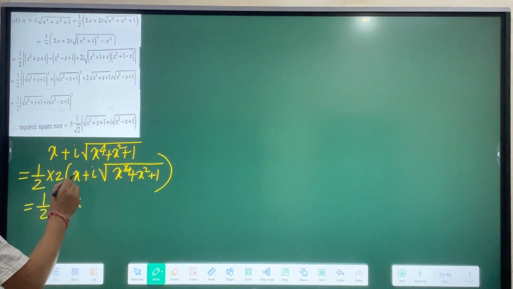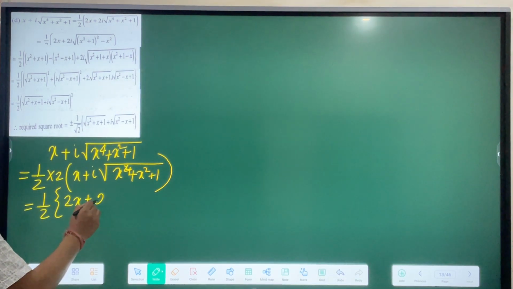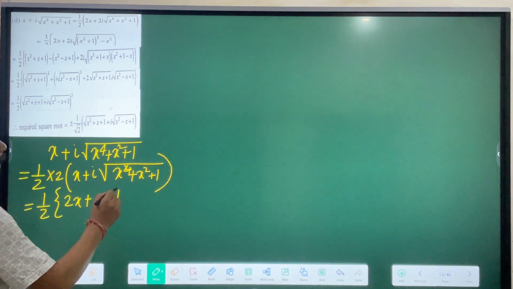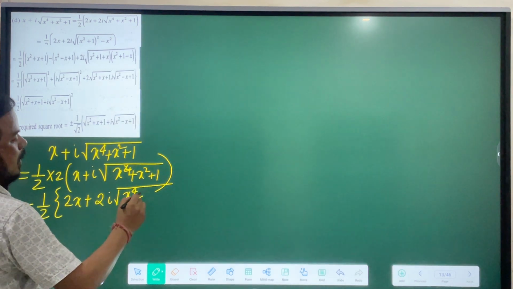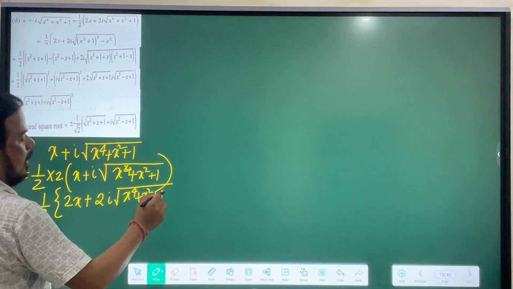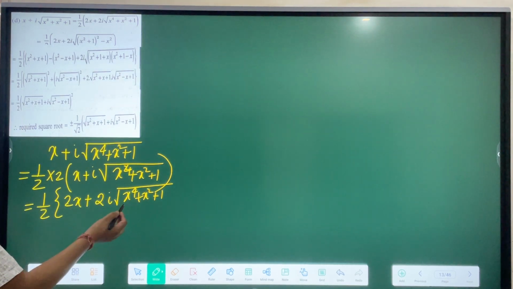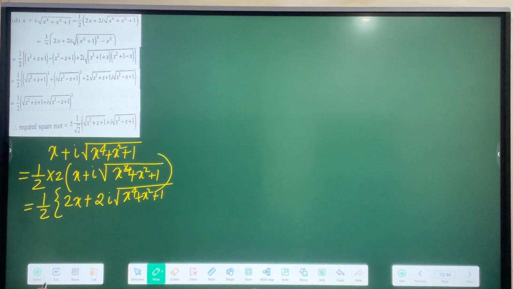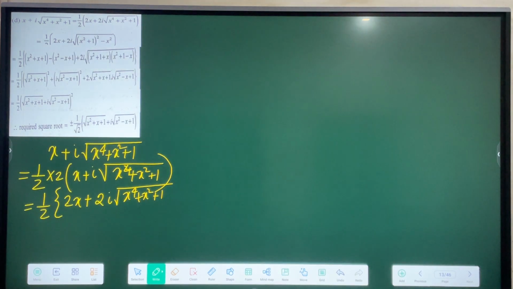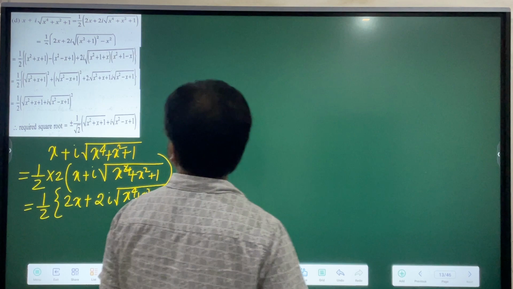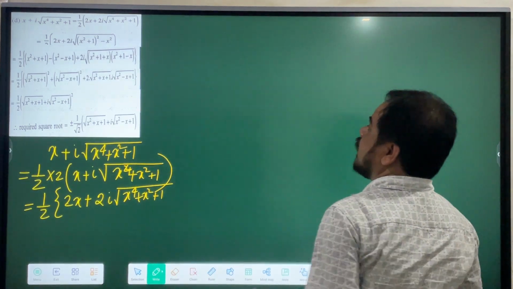2 into x, 2x, 2 into this. So we will keep as it is. So we need AB. Here AB is not clear. We have to make it AB now. So there is a calculation. In general maths, you have got this calculation. Let us do it now. This calculation is done here directly.